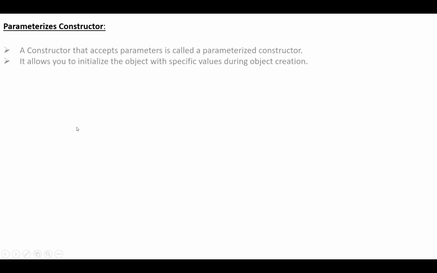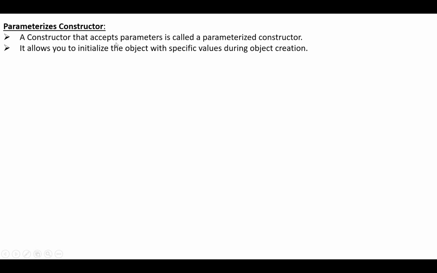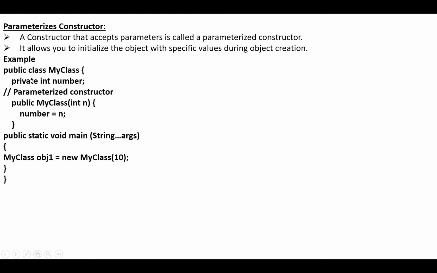Parameterized constructor. A constructor that accepts parameters is called a parameterized constructor. It allows you to initialize the object with a specific value during object creation. We have a class whose name is myClass. We have a constructor which has the same name as the class name and we are accepting an argument here.